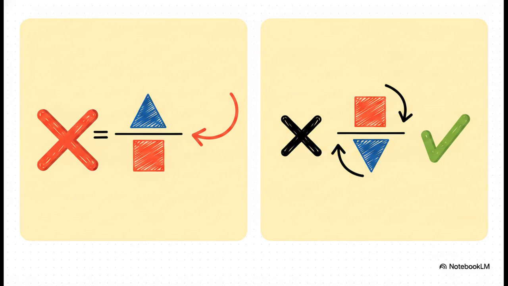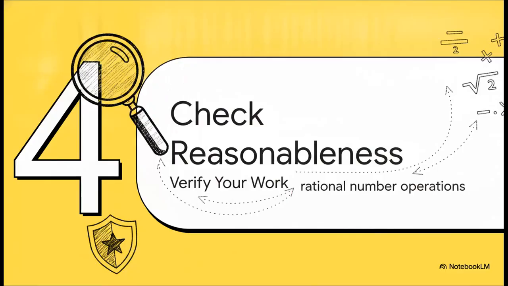When you're solving rational equations, you must remember that dividing by a fraction is exactly the same as multiplying by its reciprocal. So if an equation asks you to divide by 3/4, you actually flip it and multiply by 4/3. Never, ever fall into the trap of trying to divide the numerators and denominators straight across. Always use the reciprocal. Section 4. Checking for reasonableness. Before you ever hand in an assignment, you need a secret weapon to verify your work.